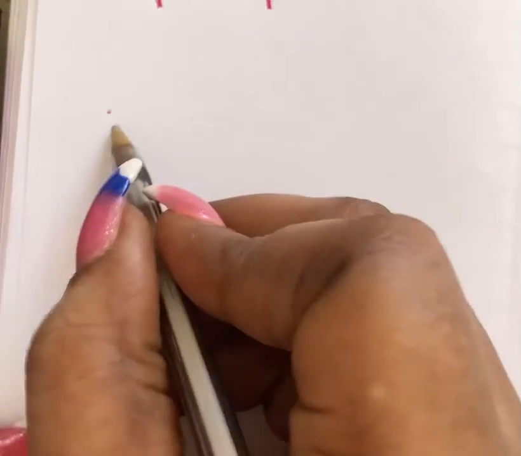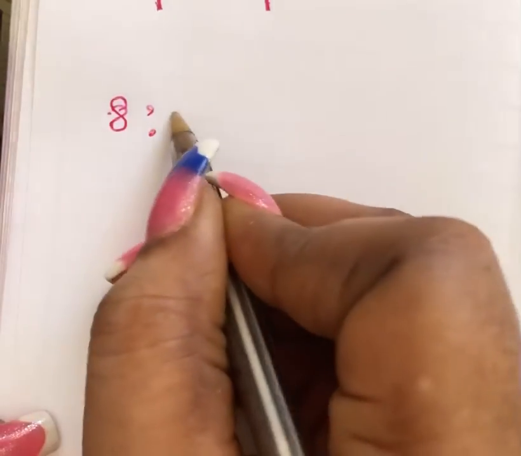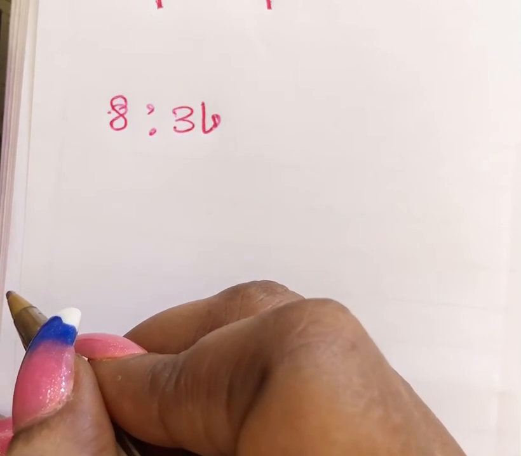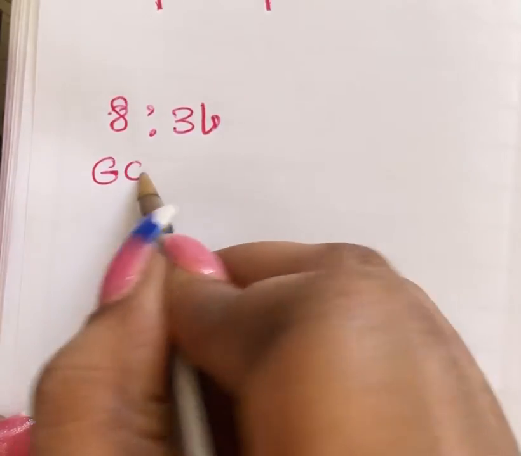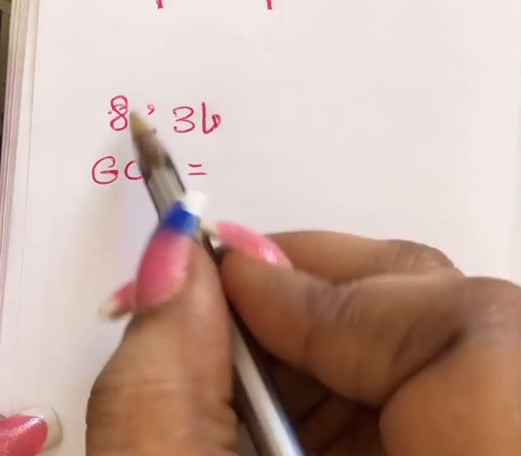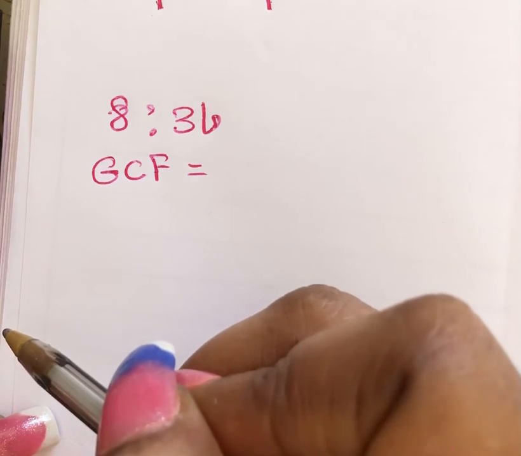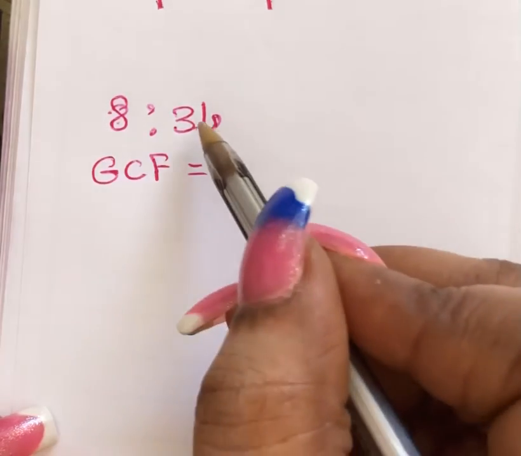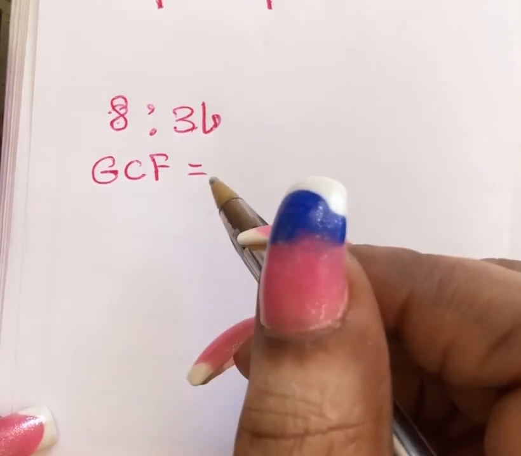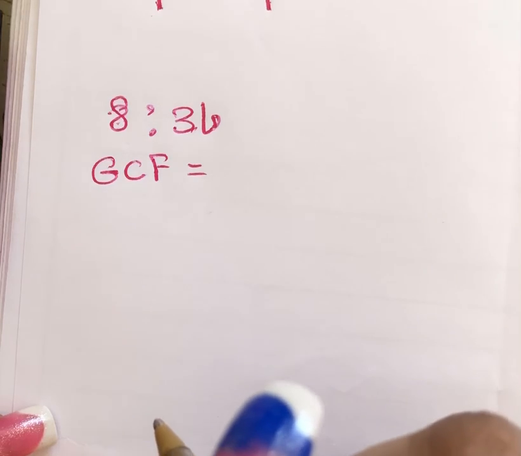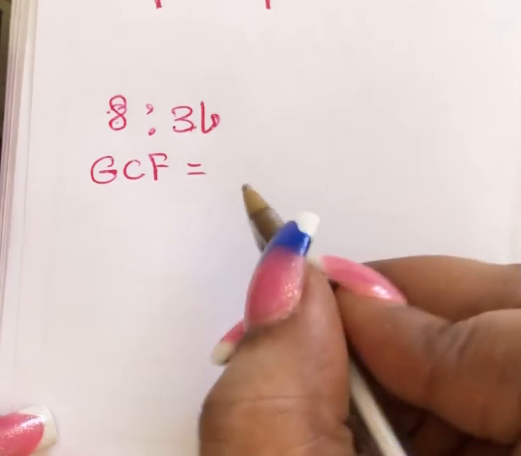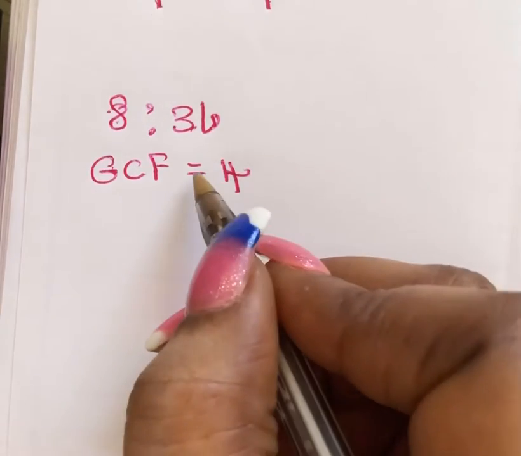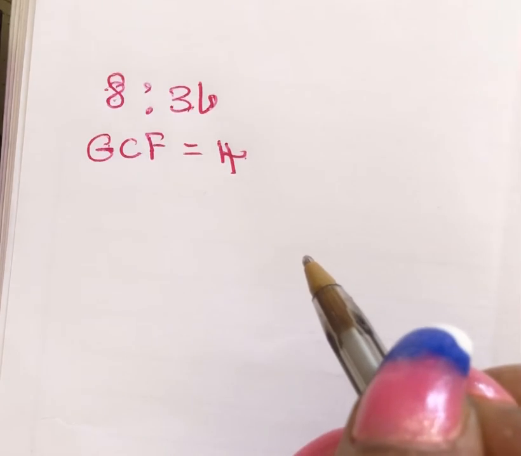Let us look at another one. We have 8 to 36. What is the GCF, the greatest common factor? How many times does 8 go into itself? Does it leave a remainder? 8 into 36, does it leave a remainder? 8 into itself is 1. 8 into 36 leaves a remainder. All right. My GCF in this case is 4.